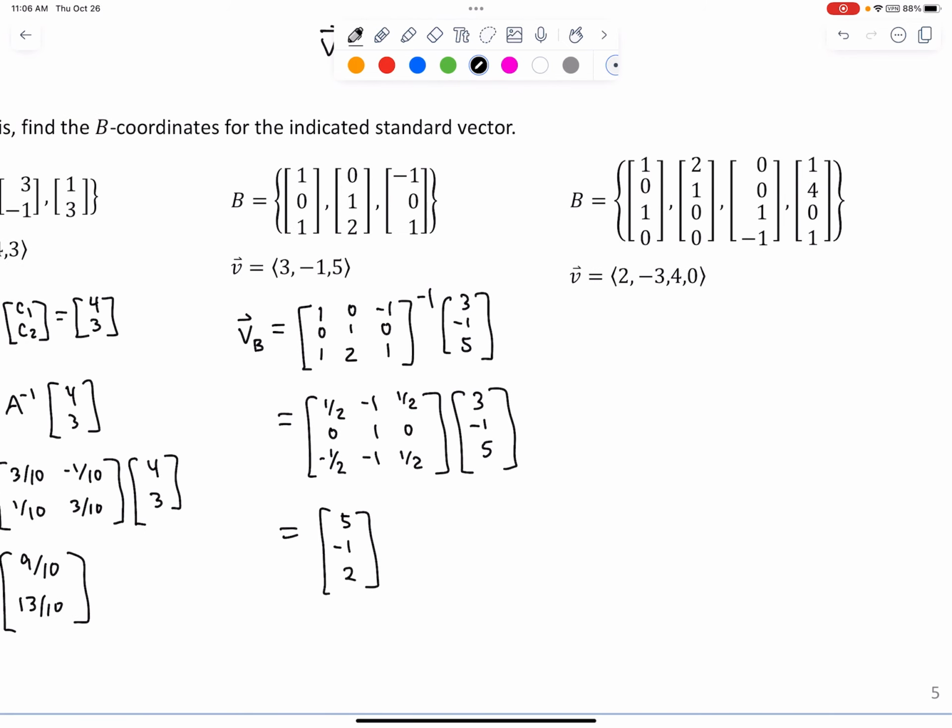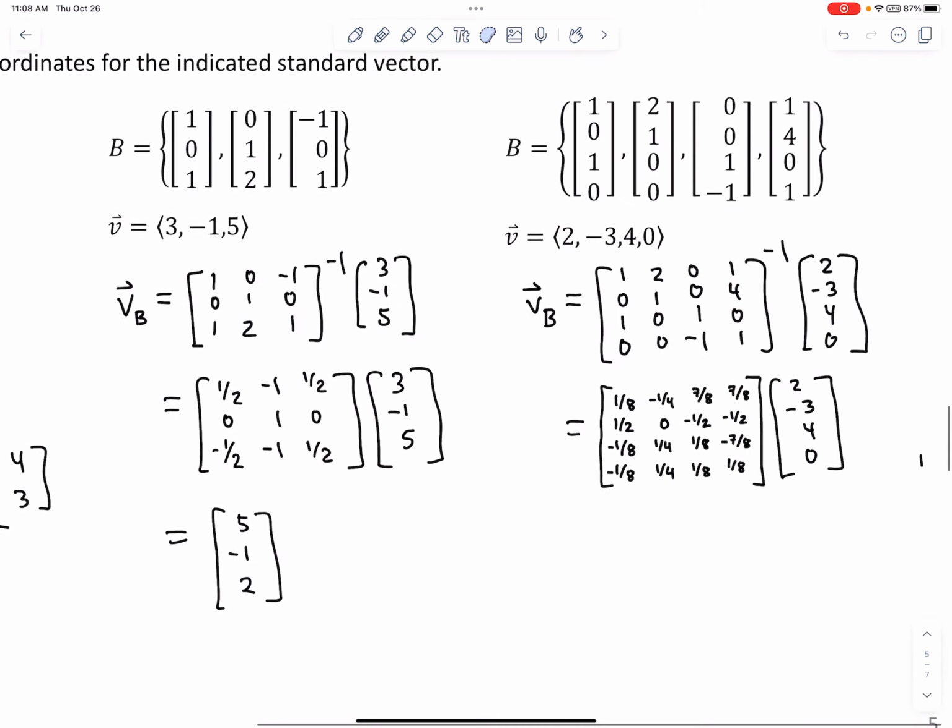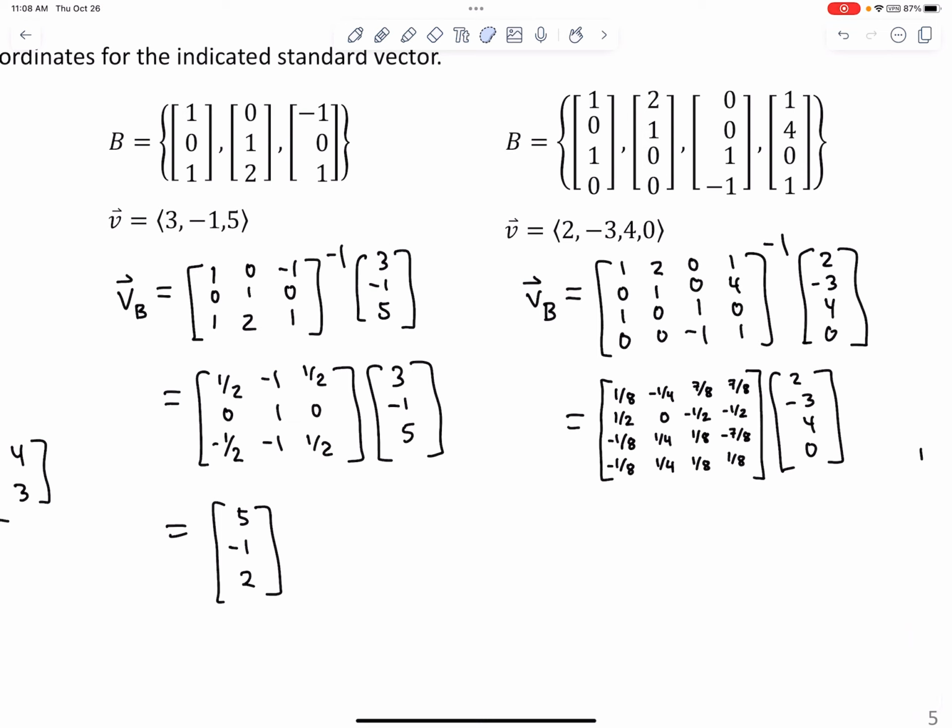And then in our last case, the b coordinate vector is equal to the product of the inverse of the matrix A, whose columns are the basis vectors. Here is A, and we must find its inverse, and then multiply that inverse matrix by the standard vector, -3, 4, 0. Using technology to get the inverse, we get this matrix with lots of fractions. And if I were doing this by hand, I might recommend you factor out the least common denominator from this inverse matrix.